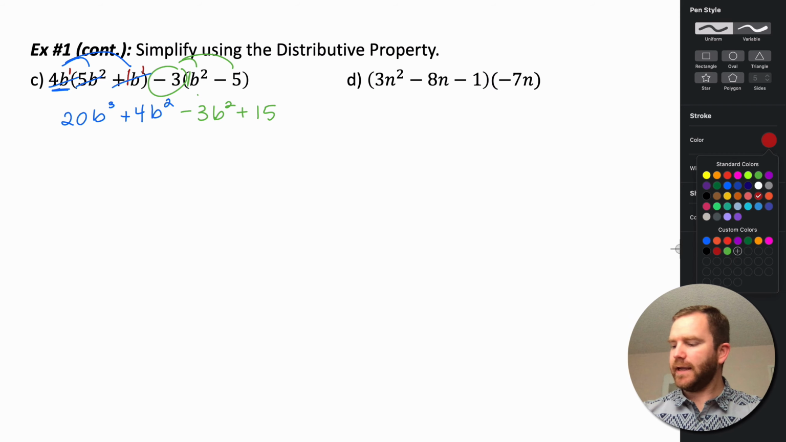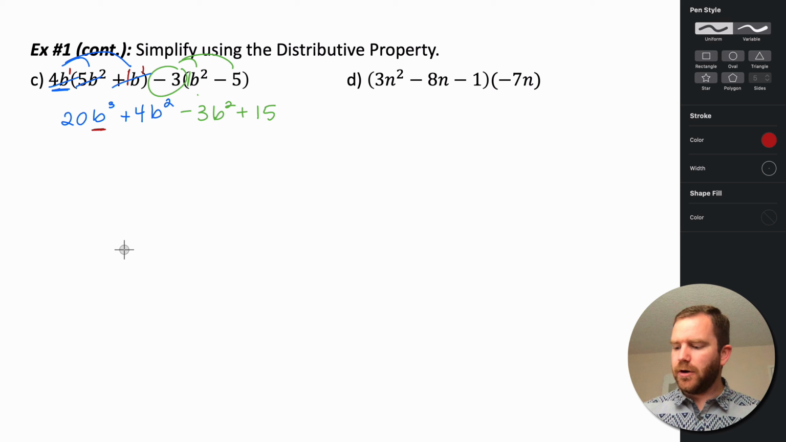Now we need to combine like terms. If you remember, like terms are any terms that have the exact same variable composition. So b to the third, are there any other b to the thirds in this expression? No. So that's going to stay 20b to the third.